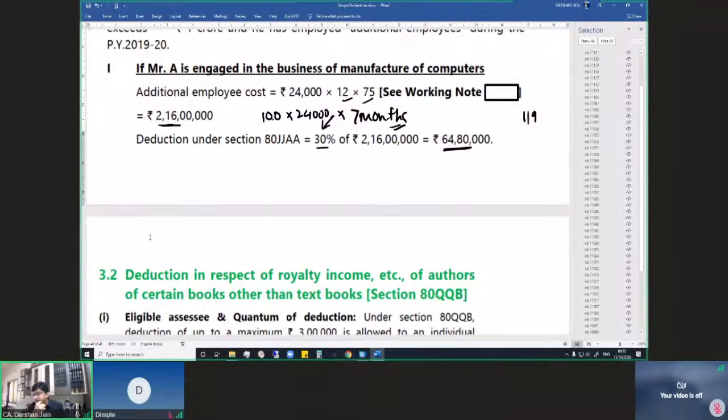So a businessman removes 39 employees and puts in 34 employees, considering all conditions are fulfilled. Then see, removing an employee is not a problem here. The employee should work for at least 240 days. If they are not working for 240 days, the additional cost would not be eligible for deduction under 80 JJAA.